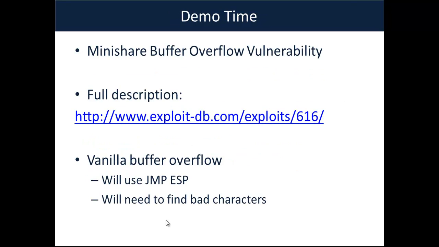So now I think we have enough theory in place. We will look at real life vulnerabilities, and what we will take up is the Minishare program. The full description of this exploit is available on exploit.db, and this is a vanilla buffer overflow where we will use jump ESP as we did in the previous video. However, we will need to find the bad characters for this specific program. One important difference is that now we do not have any access to the source code.